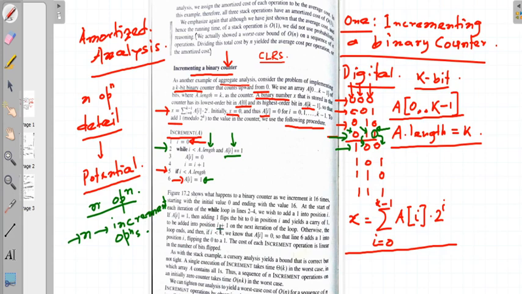Now, how will we be analyzing this? You see this case, 3 to 4. At this time, you see how many flips are happening: 1 to 0, 1 to 0, 0 to 1. So all bits are flipped. But you take this one, 0 to 1. At that time only one bit is being flipped.